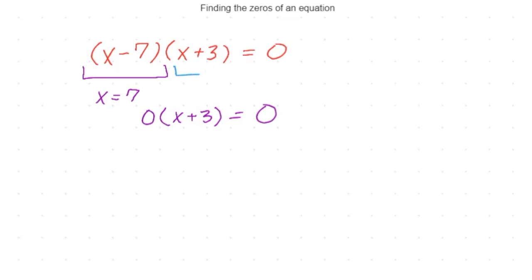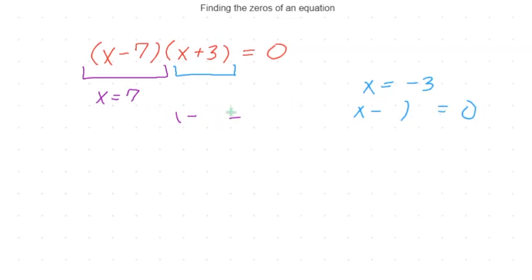And then if I look at this side, we have x plus 3. Well, what would make x plus 3 equal to 0? That would be negative 3. If I put in negative 3, it makes 0. And then I have x minus 7 times 0. Well, that's going to equal 0. It doesn't matter what goes on in that other side. So our two solutions would be negative 3 and 7.